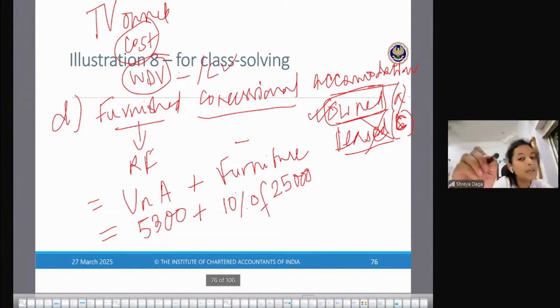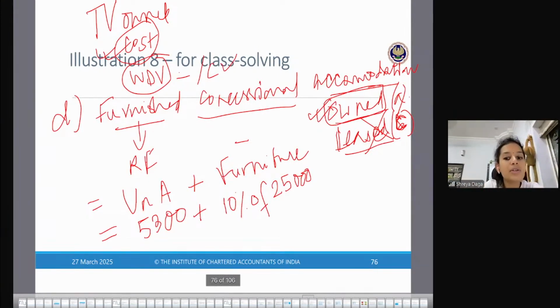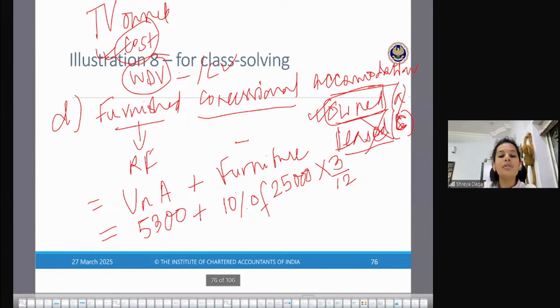you will use cost because the law tells you that you should do 10% of cost. But will you do it for the full year? No. The TV was used only since 1st January. So TV was used only for 3 months. So you will take the value only for 3 months. You will calculate 10% of cost multiplied by 3 by 12.